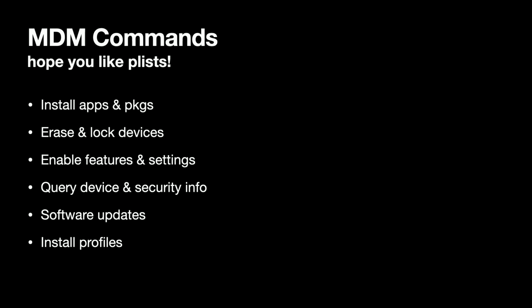So what do MDM commands do? They're just simple instructions. They're little p-lists that get configured and sent down to the clients. They do things like installing packages, sending down device locks or remote wipes, things like that. You can enable remote desktop with these now. Software update is a big part of the MDM command schema. And also, it can retrieve information from the clients.